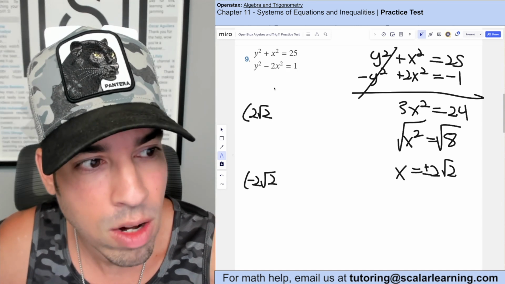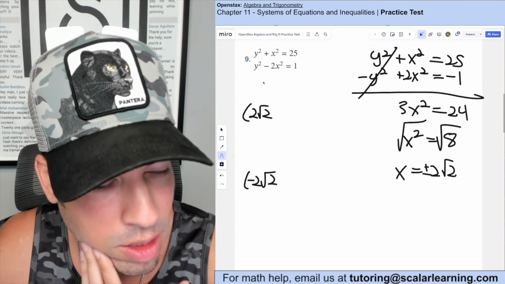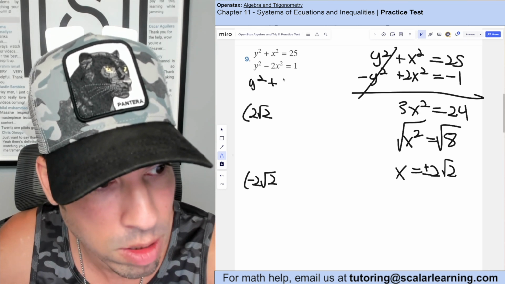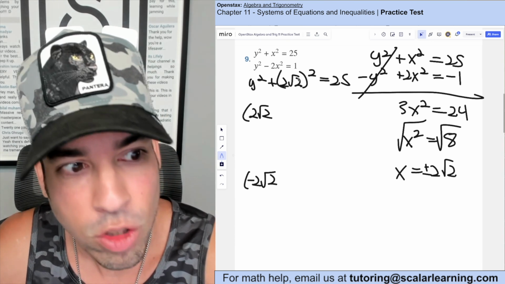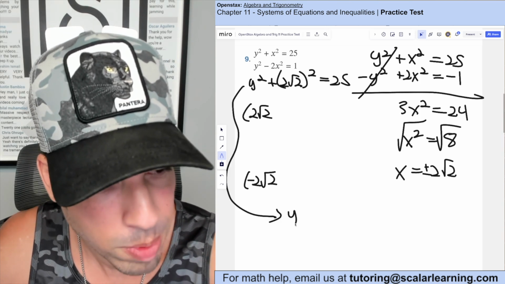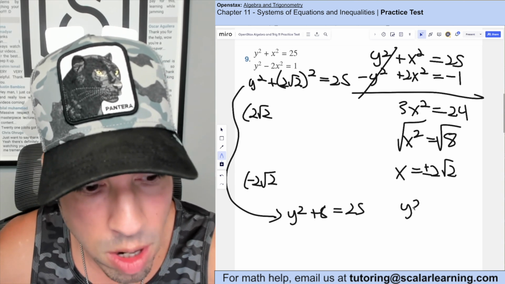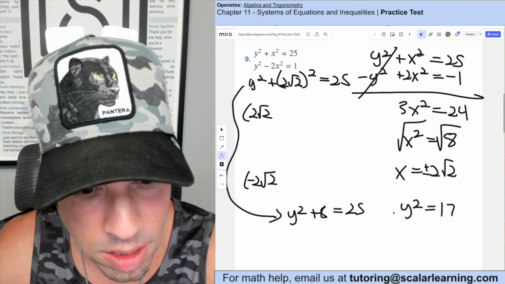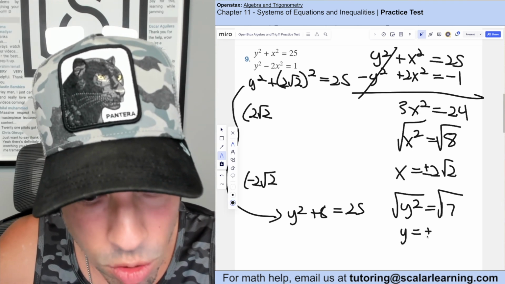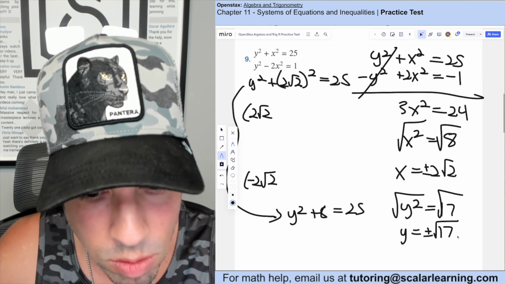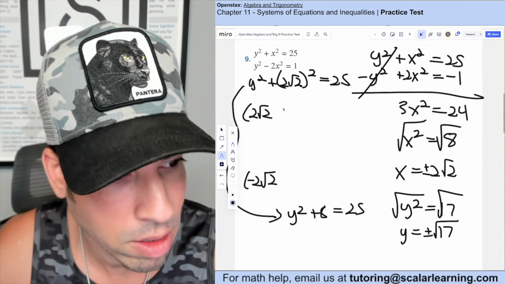Okay, so now to solve for y, I can plug these guys in, right? So 2 rad 2 in for x, so that'd be y squared plus 2 rad 2 squared equals 25. Okay, 2 rad 2 squared we already know is 8. So this becomes y squared plus 8 equals 25. Subtract 8 from both sides. y squared equals 17. And we take the square root. So that means y is equal to plus or minus square root of 17, right? But that plus or minus means that we got two solutions here, positive and negative rad 17.